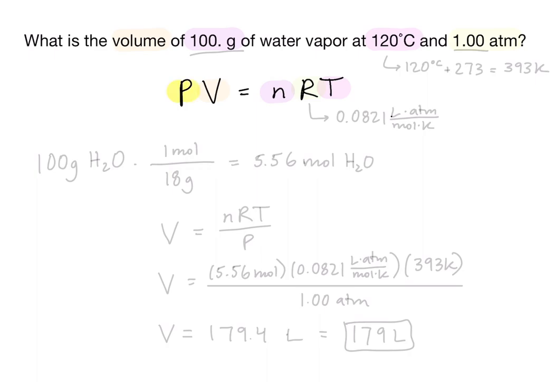Let's start with pressure. The problem gives us 1 atmosphere of pressure, so we have our pressure, and 120 degrees Celsius is our temperature. Now we know we want our temperature to be in units of Kelvin, so let's do that conversion first. So 120 degrees Celsius plus 273 gives us our 393 Kelvin.